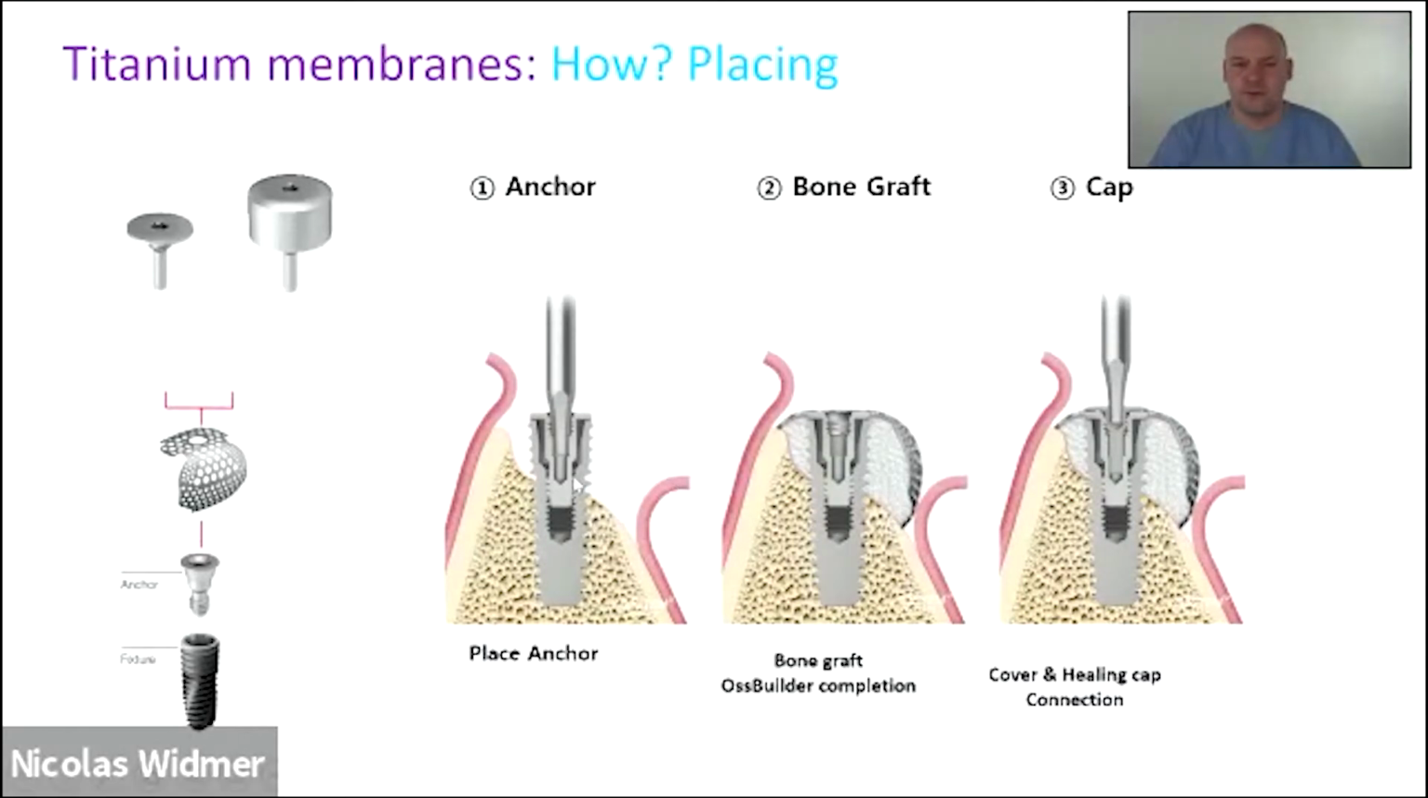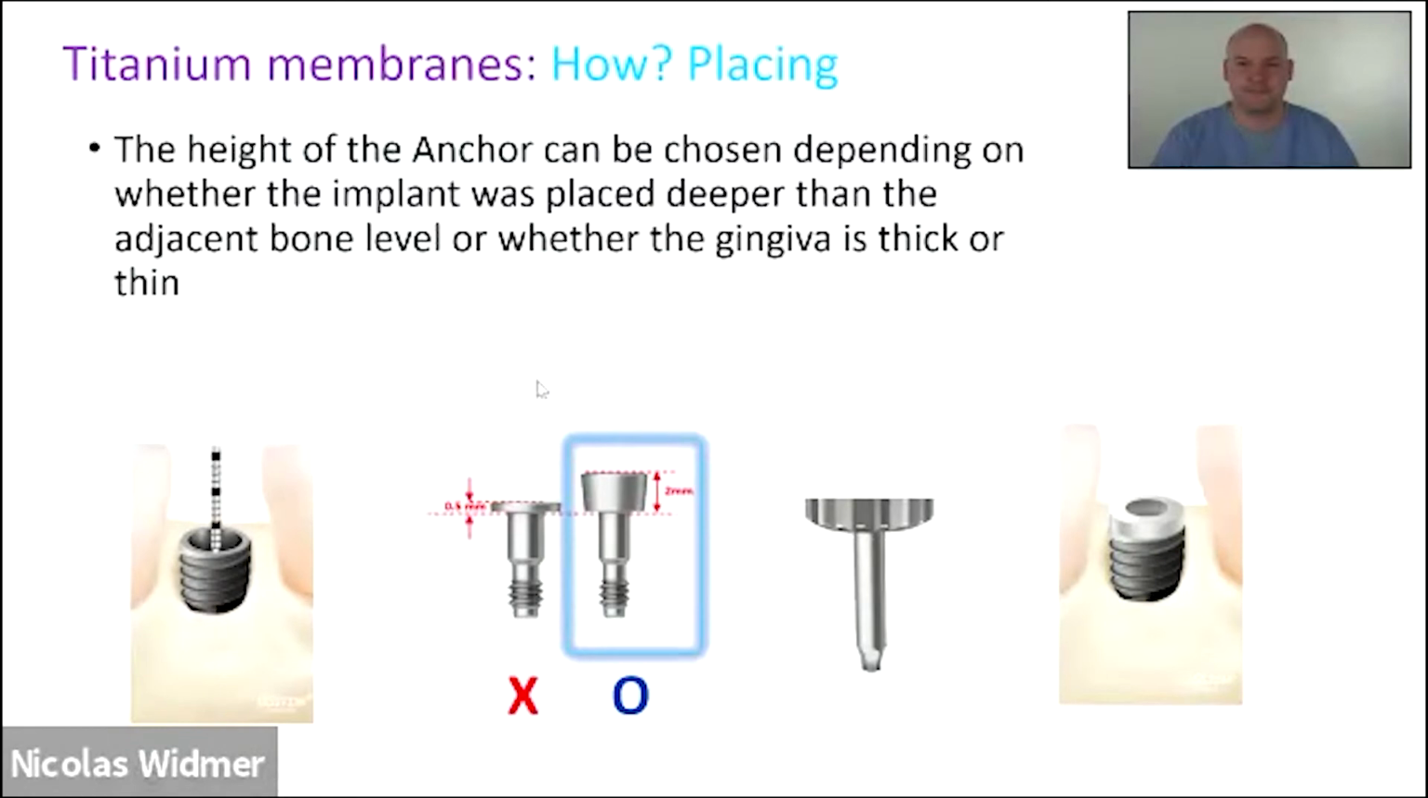Okay, this is how it works. First, you place the anchor and you place the bone graft, and then you place the titanium membrane. You can also do it the other way around, first placing the membrane and then the bone graft, but there are some disadvantages when you do it like this. And then you use the cap, the cover screw, or the healing cap. The anchors are available in different heights, depending on where you place your implant and maybe depending on the tissue thickness of the mucosa.